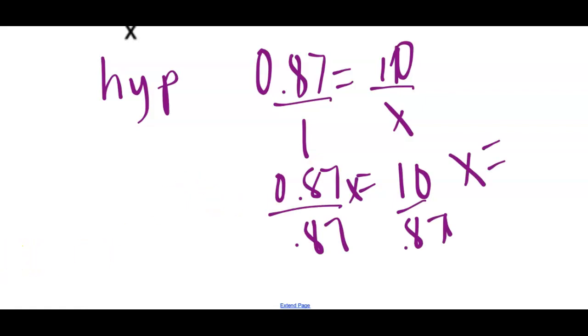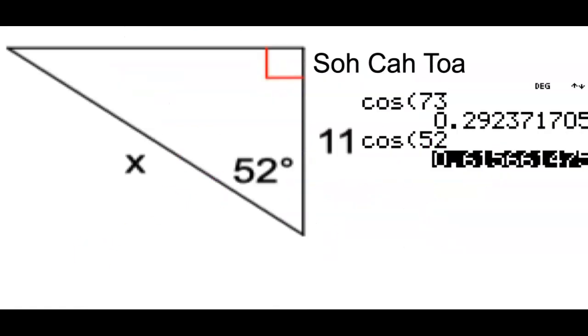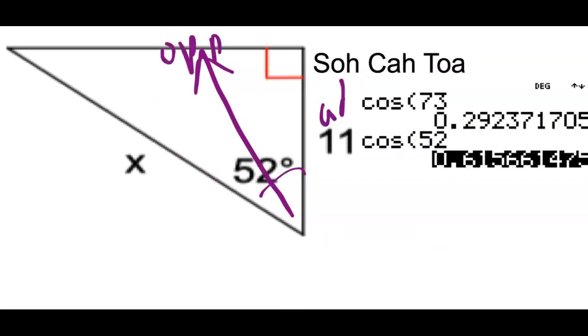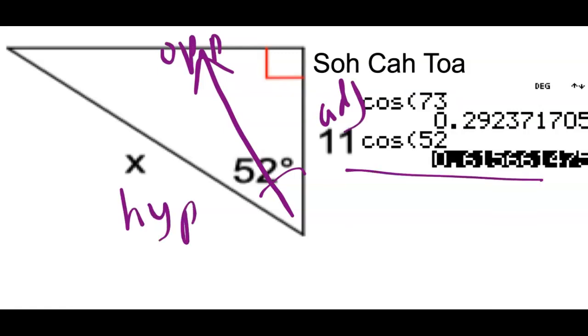Okay, a couple more. So this one, here's our angle. This would be the opposite, which makes this adjacent, and this hypotenuse. So in this case, we need the cosine function. So we're going to have 0.62 is going to equal our adjacent side 11 over x.